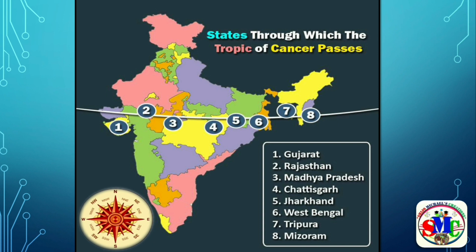Now let us learn about the important latitude that passes through the middle of India. It is the Tropic of Cancer. The important map pointing question that can be asked from this area is: through which states of India does the Tropic of Cancer pass? There are 8 states. If we start from the west side, Gujarat, followed by Rajasthan, then Madhya Pradesh, Chhattisgarh, Jharkhand, West Bengal, Tripura and Mizoram. So, the Tropic of Cancer passes through these states.